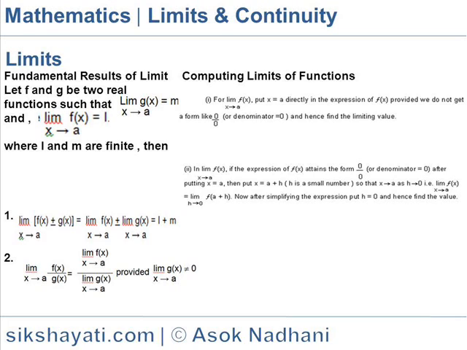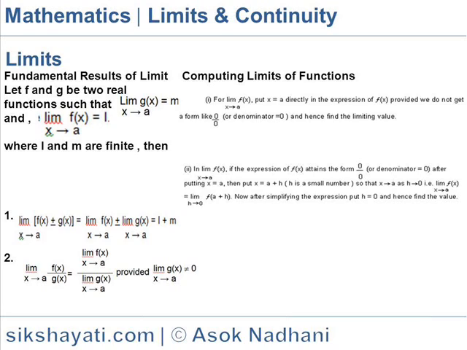Fundamental results of limit. Let f and g be two real functions such that limit f(x) when x tends to a is L, and limit g(x) when x tends to a is equal to m, where L and m are finite. Then limit of f(x) plus minus g(x) when x tends to a is equal to limit of f(x) when x tends to a plus minus limit of g(x) when x tends to a, which is equal to L plus minus m.